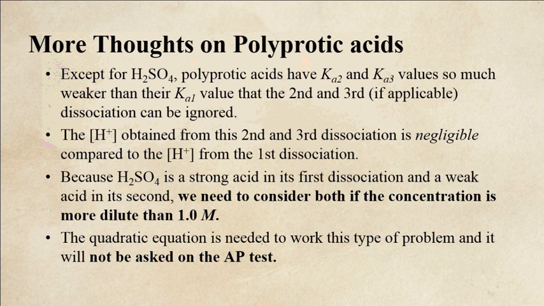So generally, polyprotic acids are weak, but sulfuric acid, you should know, is a strong acid in its first dissociation, then is weak after that.